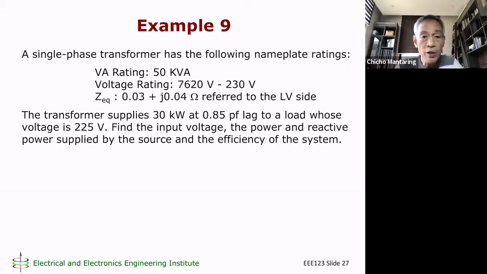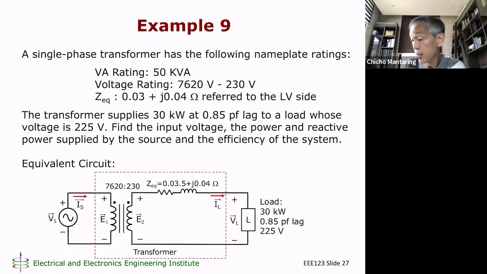So the transformer supplies 30 kilowatts at 0.85 power factor lag to a load whose voltage is 225 volts. So the load is obviously connected to the low voltage side, because the high voltage side is rated at 7620. The load is at 225 volts. So find the input voltage, the power and reactive power supplied by the source, and the efficiency of the system. So I'm introducing here a new term, efficiency. Later on, we'll define what efficiency is.